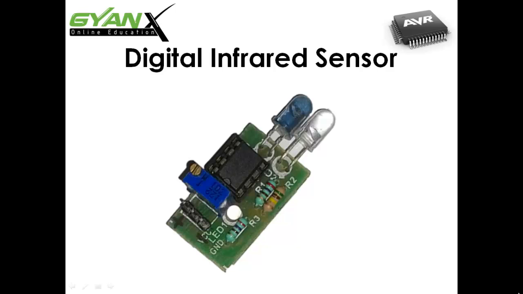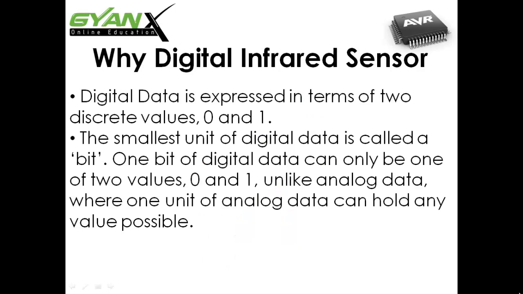Before going ahead, let's see what a digital sensor actually is and why we are using a digital sensor. Digital data is expressed in terms of two discrete values, either 0 or 1. The smallest unit of digital data is called a bit. One bit of digital data can only be one of two values, either 0 or 1, unlike analog data, where one unit of analog data can hold any value possible.